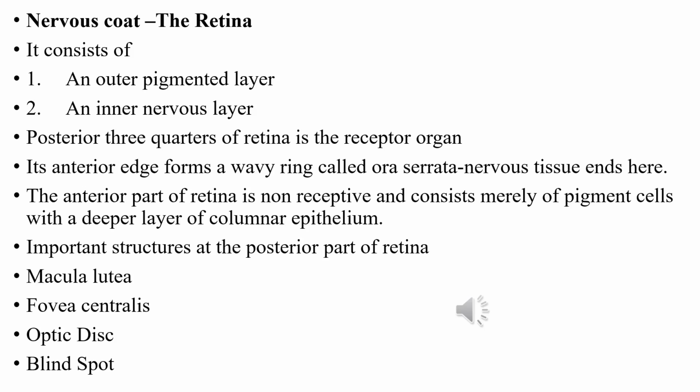The anterior part of the retina does not have any nervous tissue, and it consists of only pigment cells with a deeper layer of cuboidal epithelium. Now there are some important structures at the posterior part of the retina, which are called the macula lutea, fovea centralis, and optic disc and blind spot. These are different terminologies used to describe those structures. What is the macula lutea? I'll explain to you in the next slide.